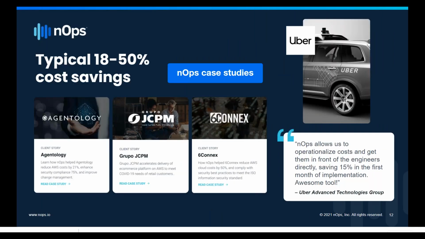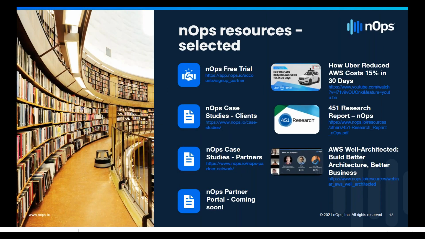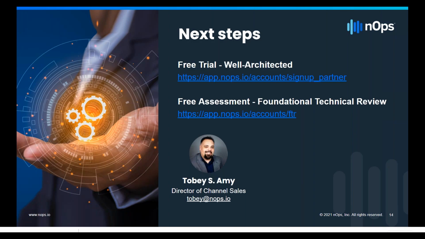So we do typically find 18 to 50% cost savings among customers. Probably the most notable one on this is with Uber ATG organization. These guys found 15% in the first 30 days at a very significant consumption level that they are at. We've included in here links to a bunch of key resources, everything from case studies from partners who are using NOps to execute well-architected reviews and manage their MSP practices, to end customers, to some webinars, specifically the cost takeout at Uber.